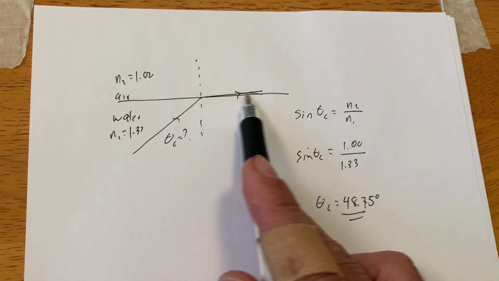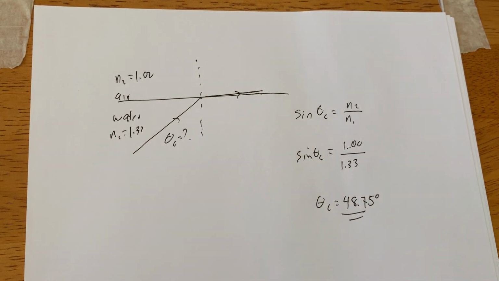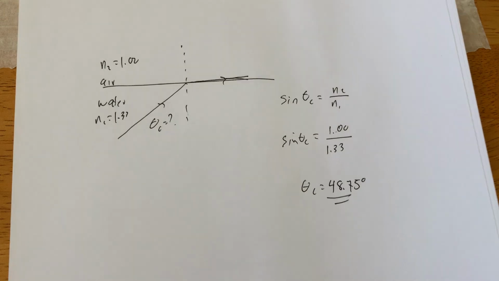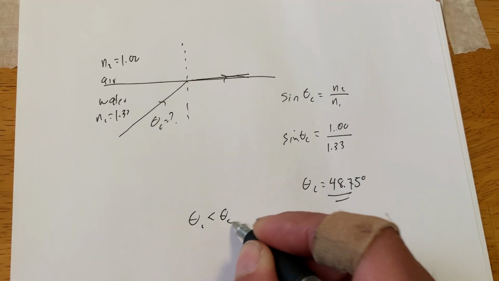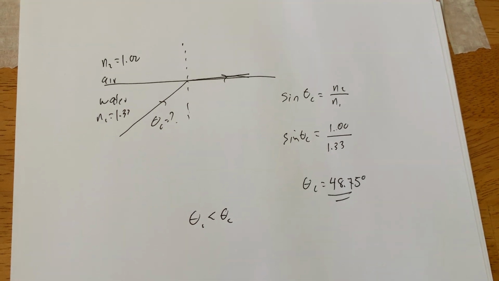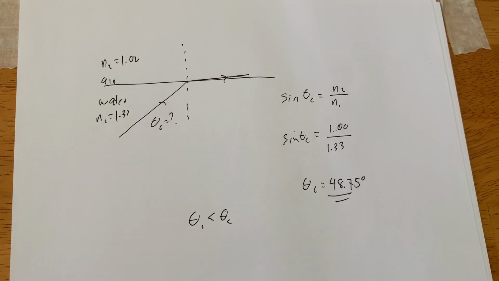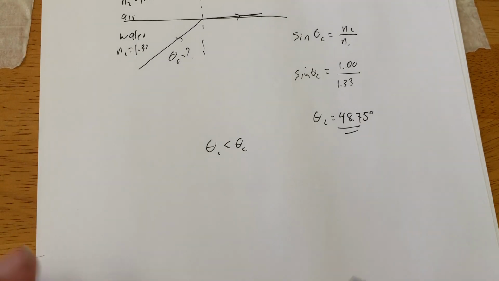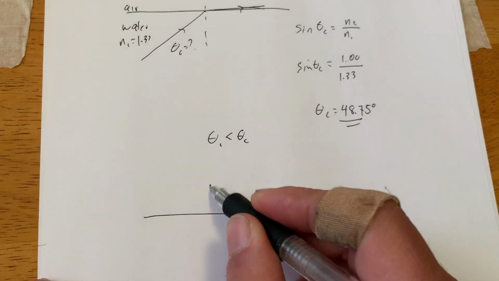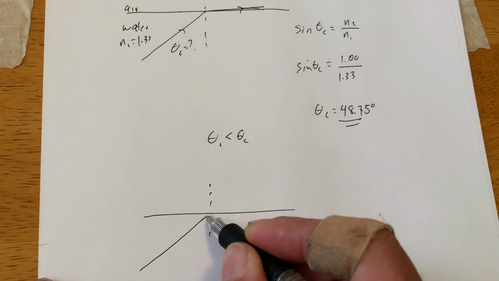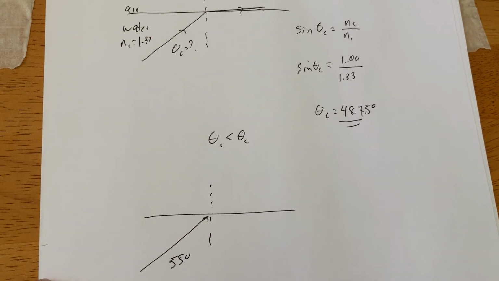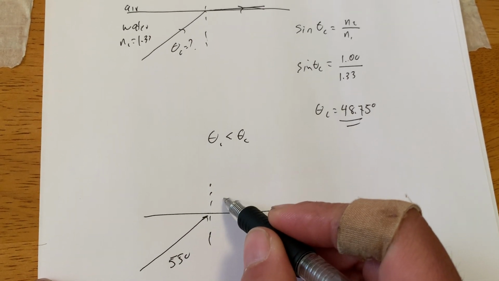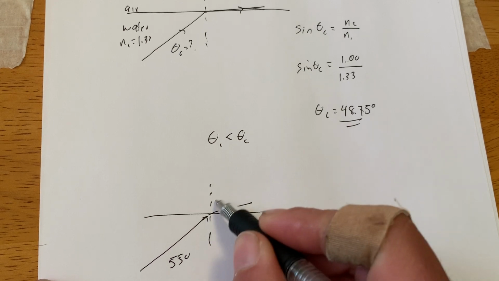Go right along the boundary. Well, what happens if I exceed that? What happens if my theta I is greater than theta critical? Let's see. Let's make an angle. Let's say I come in at, I don't know, 55 degrees. What is my refracted angle?